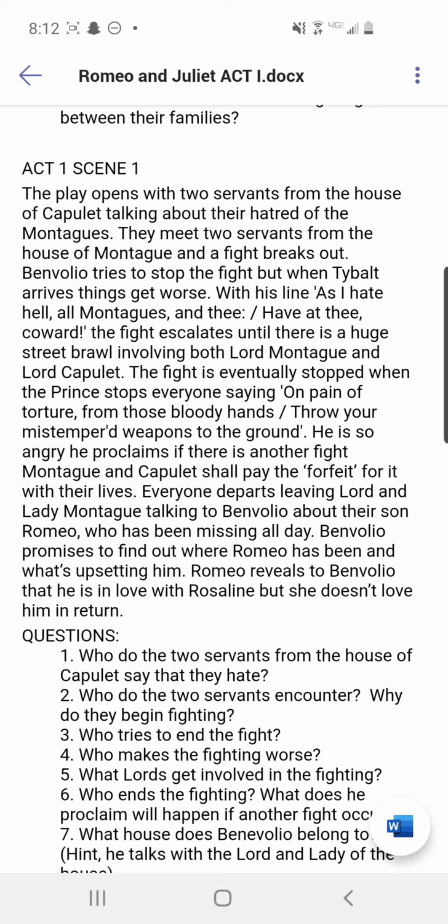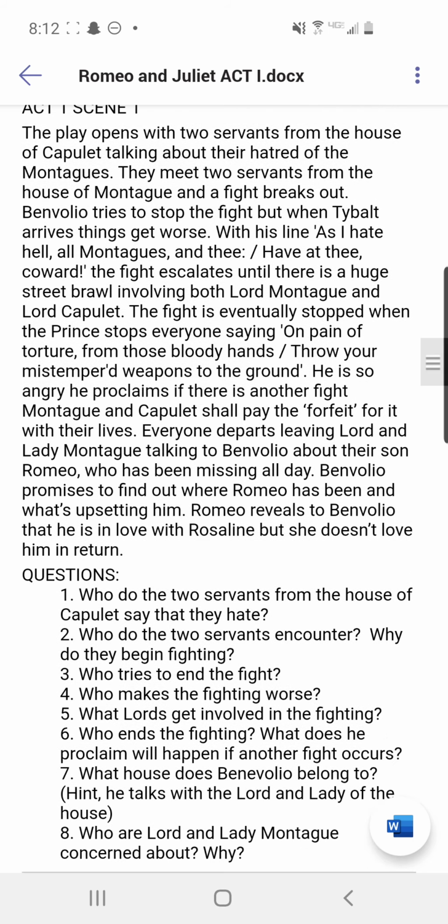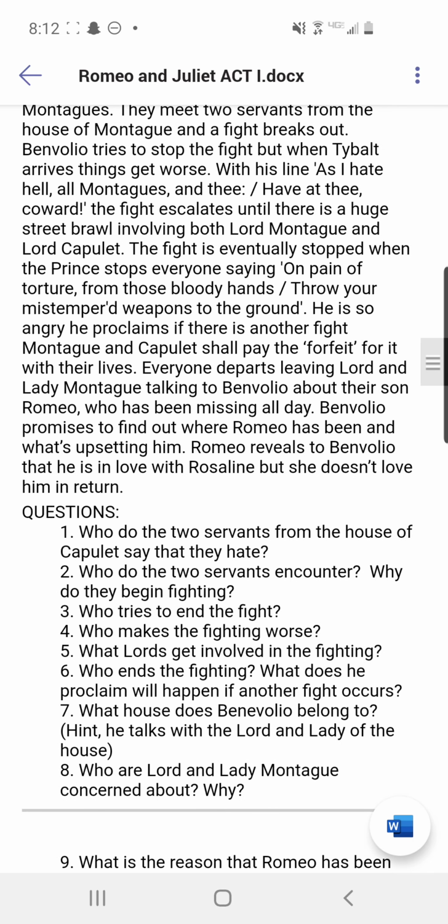And who tries to make the fighting worse? Tybalt. Okay, Tybalt is always going to do the opposite of Benvolio. I'm going to talk to you guys about something really cool later on in the week about what these two characters are doing, but not today. But they are opposite. Benvolio belongs to Montague, Tybalt to the Capulets. Who makes the fighting worse? I answered that.